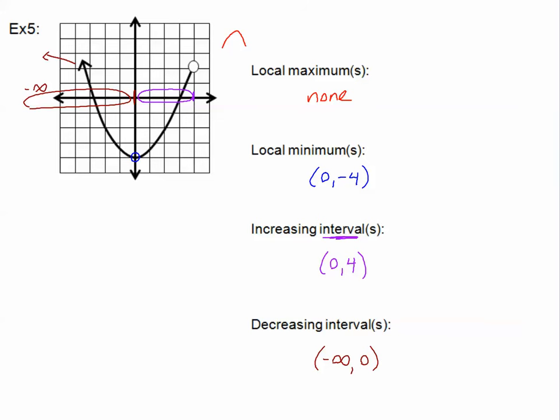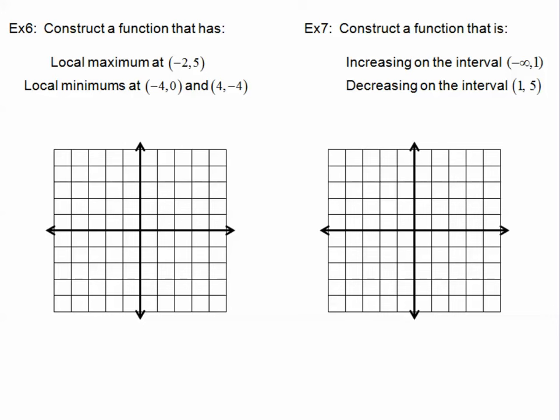Sorry. I do have two more problems that I'd like to do, but I'd actually like for you to try them yourselves. So I'm going to ask for you to pause the video and fill out these graphs yourselves. The first one, you're going to construct a function that has a local maximum at this ordered pair and local minimums here and here. Just draw a function that has these things true. And then the second one, construct a function that is increasing on the interval here and decreasing on the interval here. Why don't you pause the video? I'm going to do the same, and then we'll check our answers.